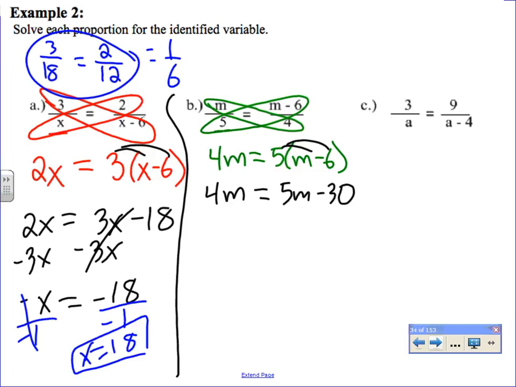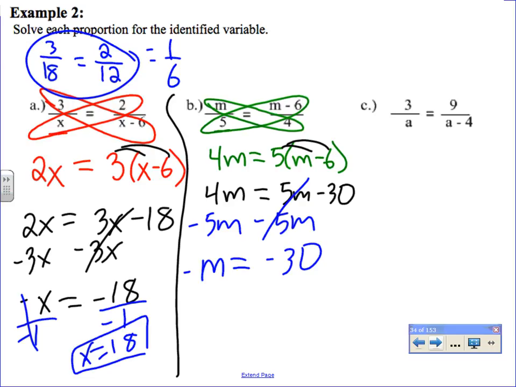Okay, Mike, what's the next thing that we should move to make it easy for ourselves? Yep, I would move 5m to the other side. That way you have all your variables on one side, all the numbers on the other. 4 minus 5 is -1, or just negative m. And you're left with negative 30. So negative m equals negative 30.